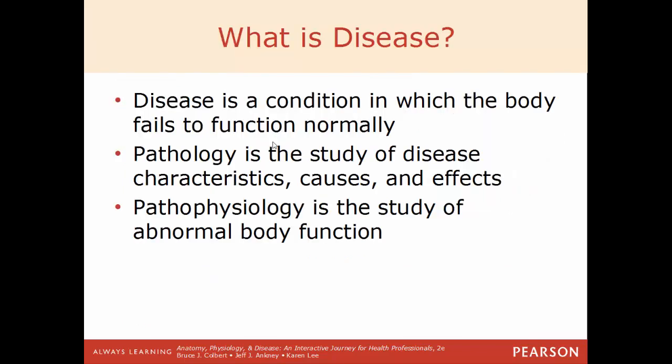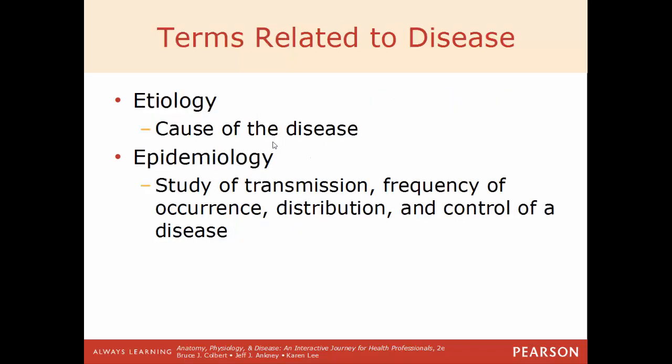All right, now we'll move on to disease. So what is disease? Disease is a condition in which the body fails to function normally. Now, pathology is the study of disease characteristics and causes and its effects. And pathophysiology is the study of abnormal body function. Here are some terms that are related to disease. Etiology, this is the cause of a certain disease. Epidemiology, the study of transmission and frequency of occurrence and distribution and control of a disease.